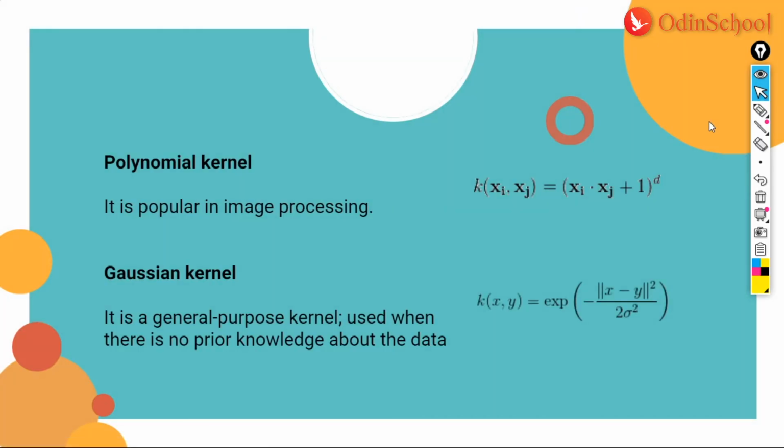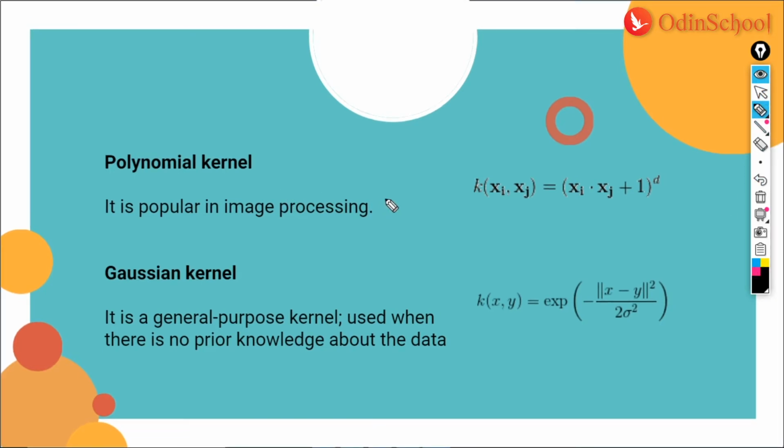Well, this is the formula of a couple of them, just to understand a few. The first one is polynomial kernel, and polynomial is very famously used in image processing. The second one that you can see here is Gaussian kernel. Gaussian kernel is used when there is no prior knowledge about the data. So here every time your data is learning anew.